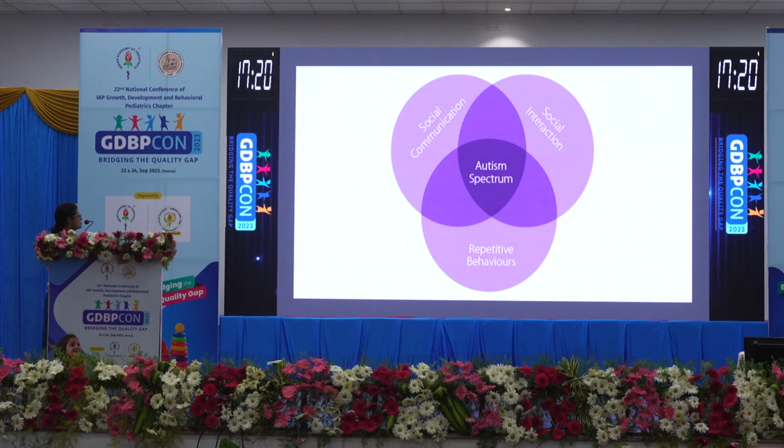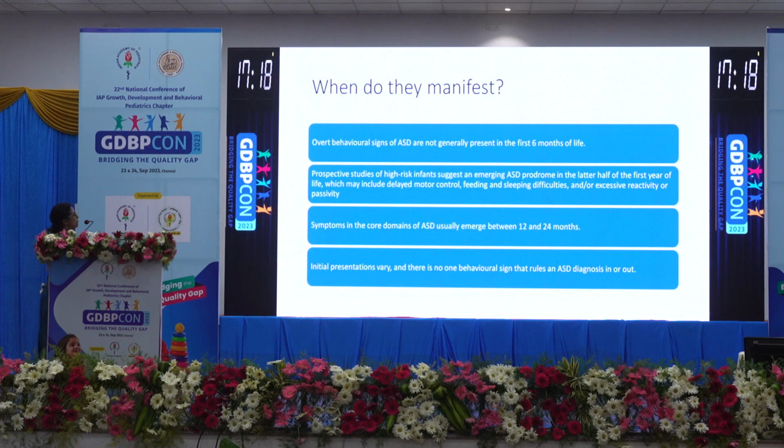Then you have social communication and repetitive behaviors. So when do these symptoms actually manifest? They're generally not present in the first 6 months of life. It's very difficult to identify. As I said, prospective studies have shown that they may manifest in the later half of the first year, which may just include delayed motor control, feeding difficulties, sleeping difficulties, and either they feel that the child is very irritable, or the child is a very quiet child. And symptoms in the core domains of ASD usually emerge between 12 to 24 months.